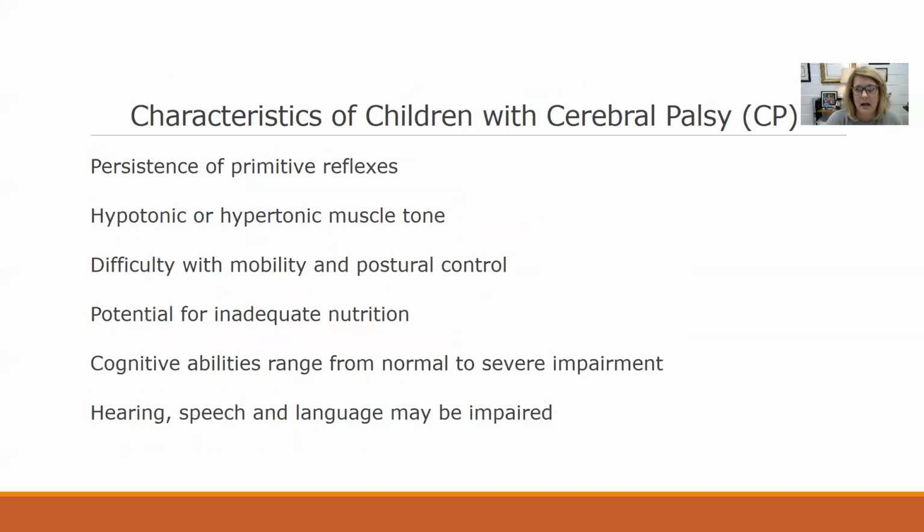All right, let's talk about cerebral palsy for just a minute. It's a neurological disorder that significantly affects a child's ability to control their movement. It generally is the result of some sort of insult to the brain that occurs either in utero or during birth. Okay, cerebral palsy is the most common motor disability among children of all ages. And here you see some of the characteristics that you might encounter with a child with cerebral palsy.